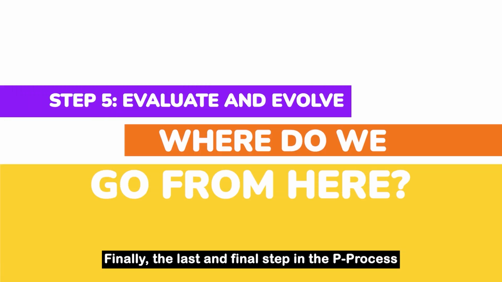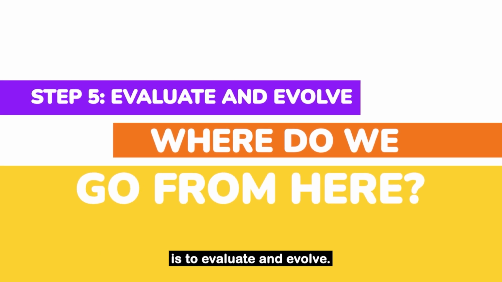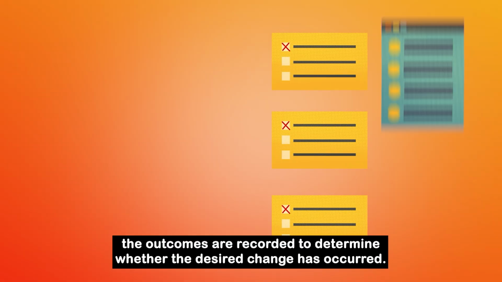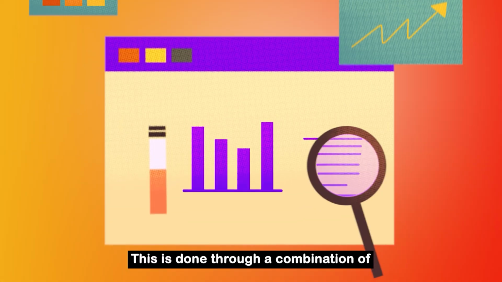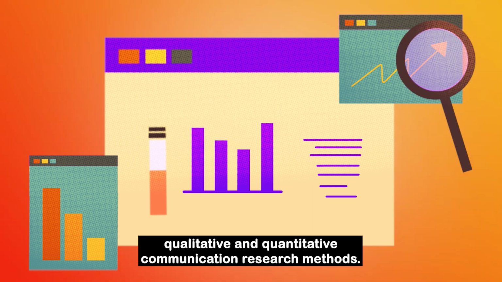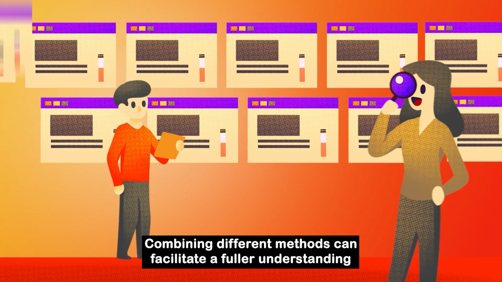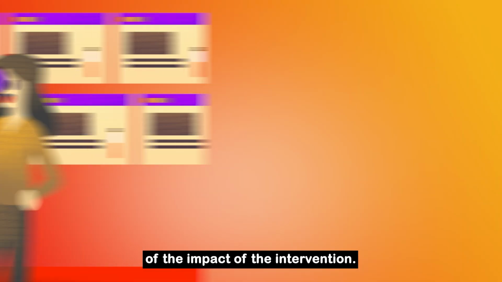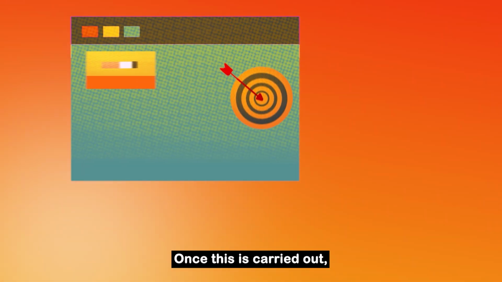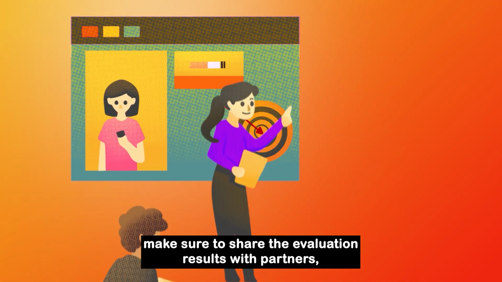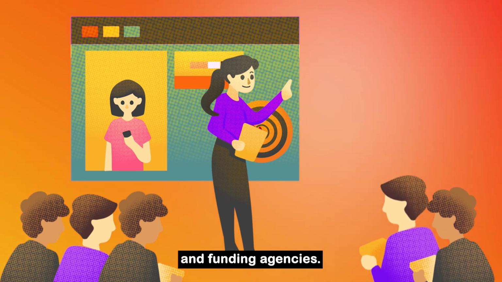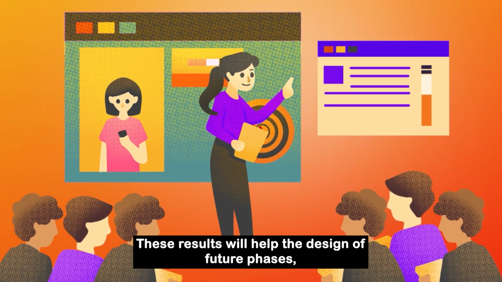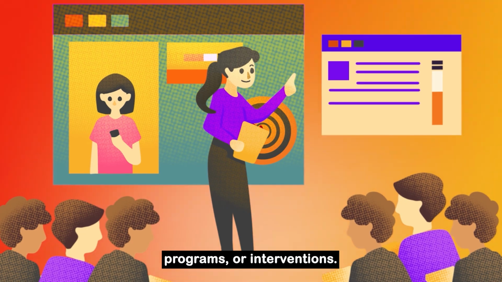Finally, the last step in the P process is to evaluate and evolve. In this last step, the outcomes are recorded to determine whether the desired change has occurred. This is done through a combination of qualitative and quantitative communication research methods. Combining different methods can facilitate a fuller understanding of the impact of the intervention. Once this is carried out, make sure to share the evaluation results with partners, allies, key stakeholders, the media, and funding agencies. These results will help the design of future phases, programs, or interventions.